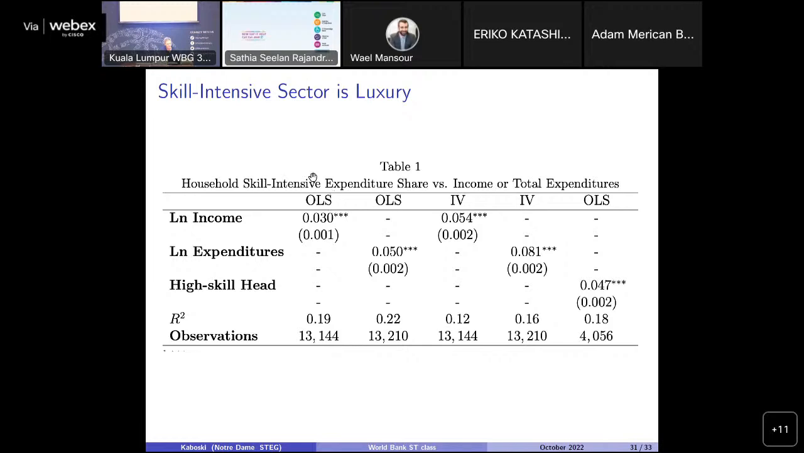that the high skill sector is increasing significantly in quantities. It's also increasing in total expenditures.